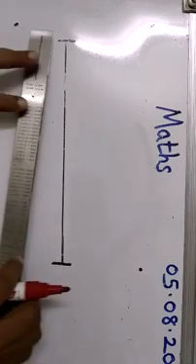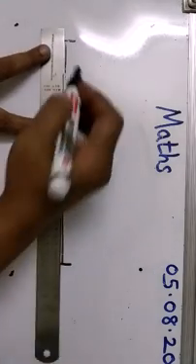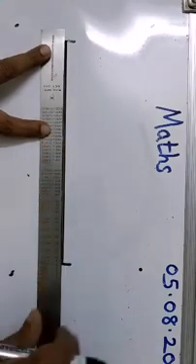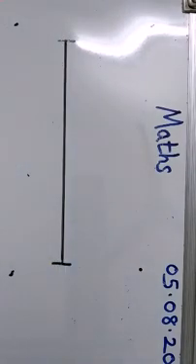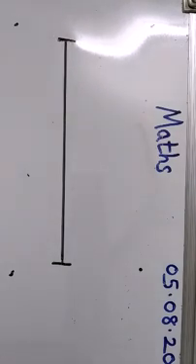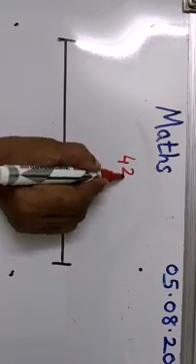Let me make this a little proper. It looks a little faded, so let me just draw it neatly. Okay. That's better. So now children, our number is 423.